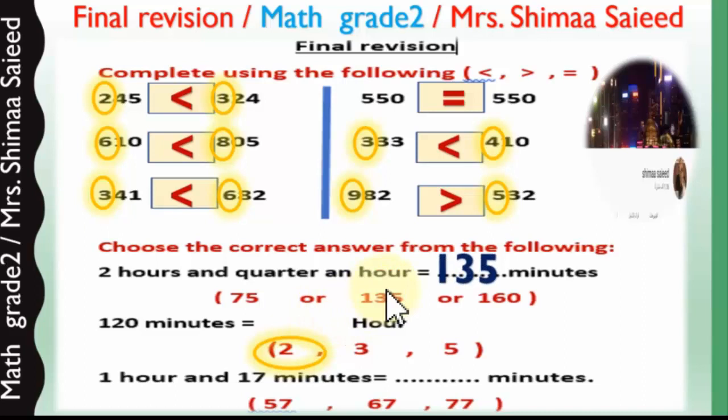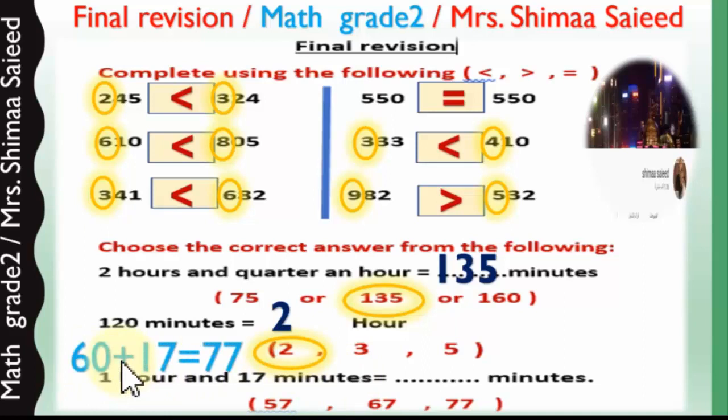So we'll choose 135. What about 120 minutes? 120 minutes equals 2 hours. Well done. Because 1 hour equals 60 minutes, so 120 minutes equals 60 plus 60, so 2 hours. 1 hour and 17 minutes: 1 hour equals 60 minutes, 60 minutes plus 17 minutes equals 77. So an hour and 17 minutes equals 77 minutes.